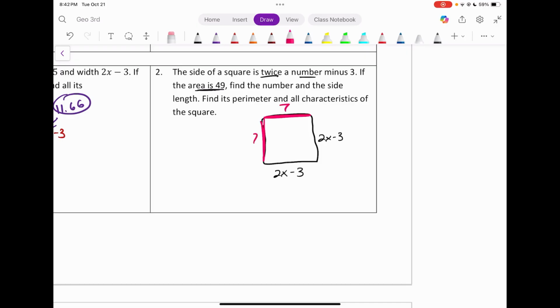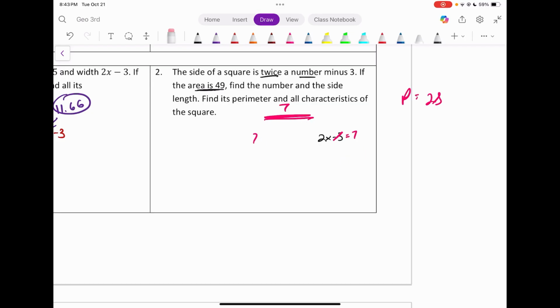So the easy equation is, I know this side right here has got to be 7. And then you can just solve it from there. We can add 3, divide by 2, and that gives me that x has a value of 5. It asks for the perimeter and different things. So if all the side lengths are 7, the easy way to find the perimeter would be 7 and 7 and 7 and 7, which would be 28. There's your perimeter.